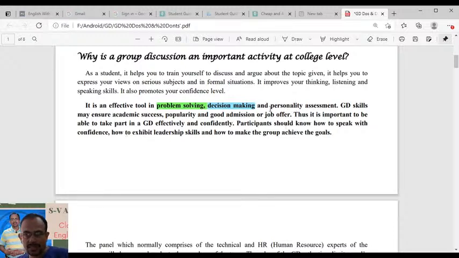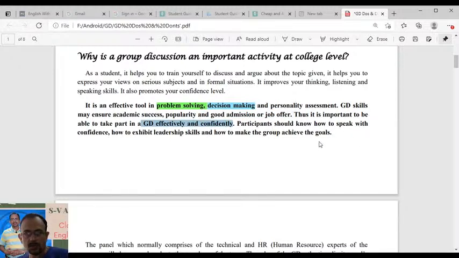So all this, they see your overall personality. GD skills may ensure academic success, popularity, and a good admission or job offer. If you are able to be a good communicator with a lot of logic and reason, then you can land yourself a good job, or a good admission in a good college or a university. Thus, it is important to be able to take part in a GD effectively and confidently.